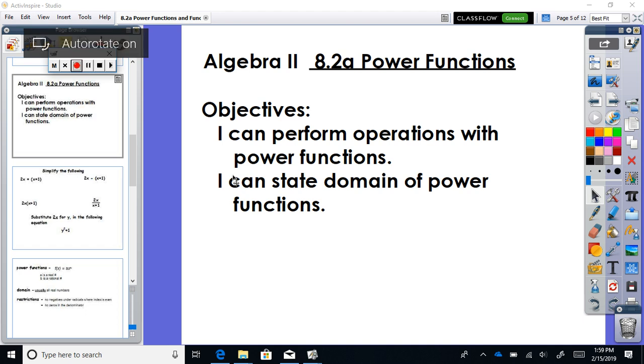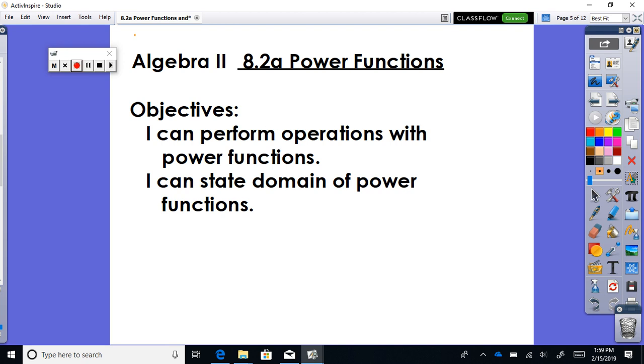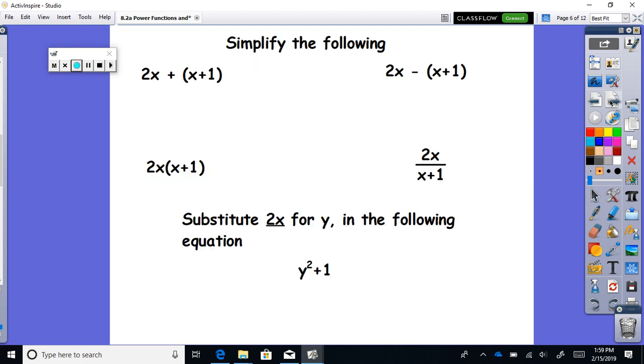8.2a, power functions. So we are performing operations with power functions and then focusing on finding the domain of those power functions. So move this, a little bit more space. Okay, so here's a couple power functions, and we're going to practice simplifying these.